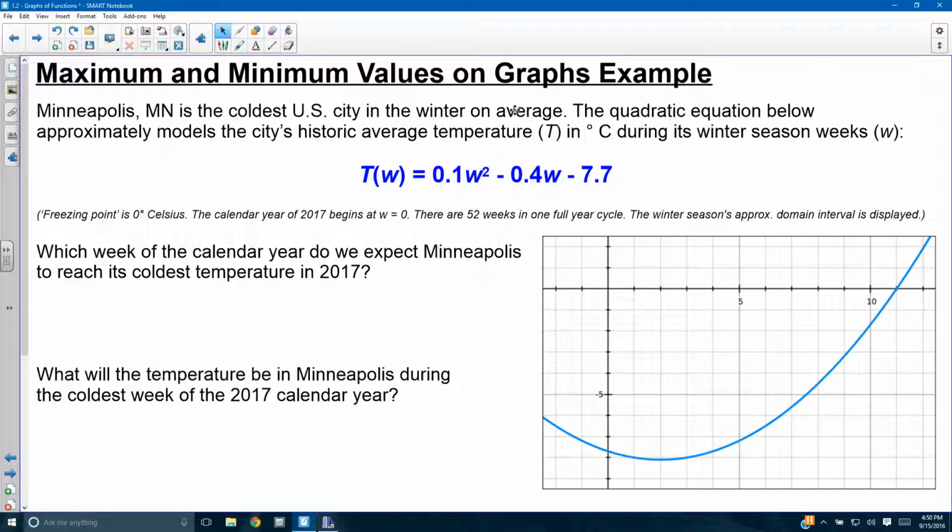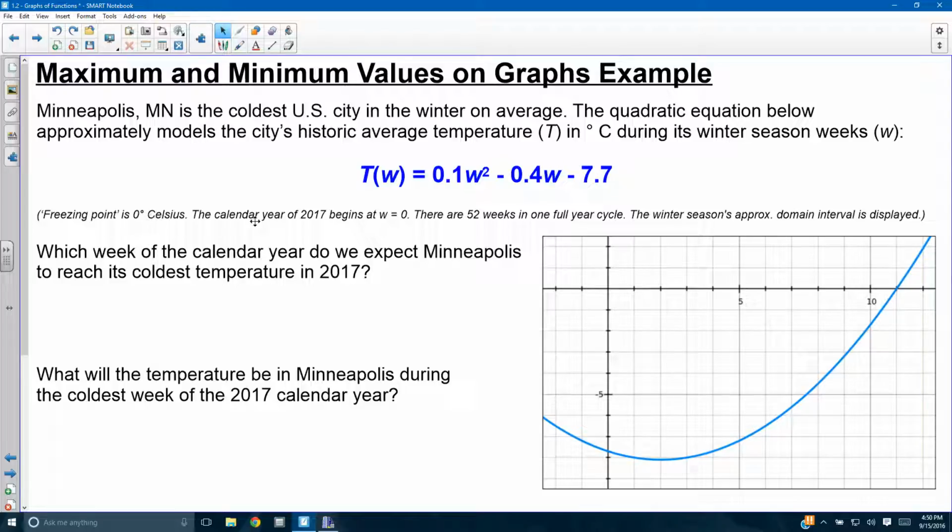City in the winter on average. Now, this is my own stuff that I looked up, so this information is as accurate as I can make it. The quadratic equation below approximately models the city's historic average temperature, T, in degrees Celsius during its winter season weeks, W. So this model says T of W, meaning the temperature as a function of the week in the year, is 0.1 W squared minus 0.4 W minus 7.7.